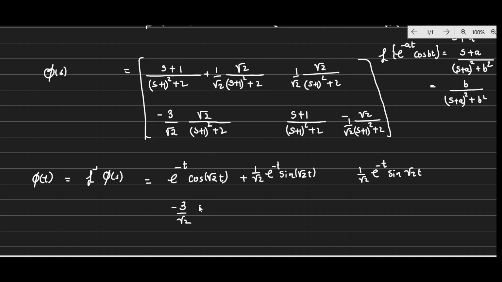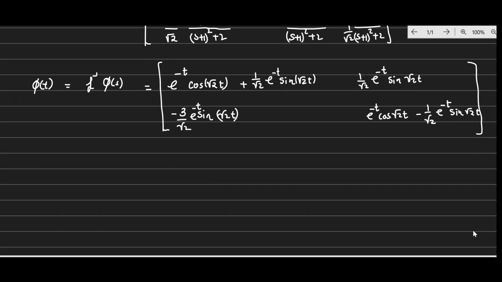Okay, and then that's sine root 2t, right? And then here we have the cosine function, isn't it? That is it. e to the power negative t cosine root 2t, right? Okay, and then finally we have another sine function, minus 1 over root 2. Oh, sorry, here I forgot an exponential, right? e to the power negative t, and then we have sine root 2t. Okay, so now this is our phi of t.